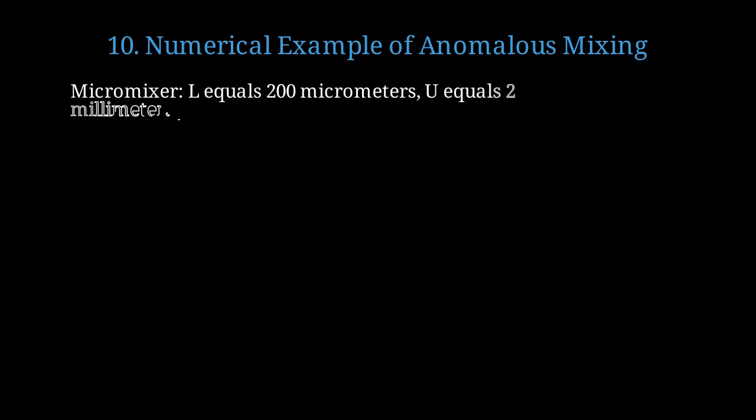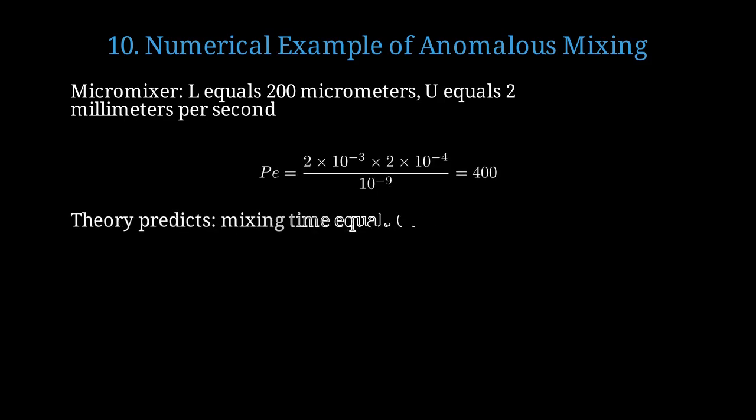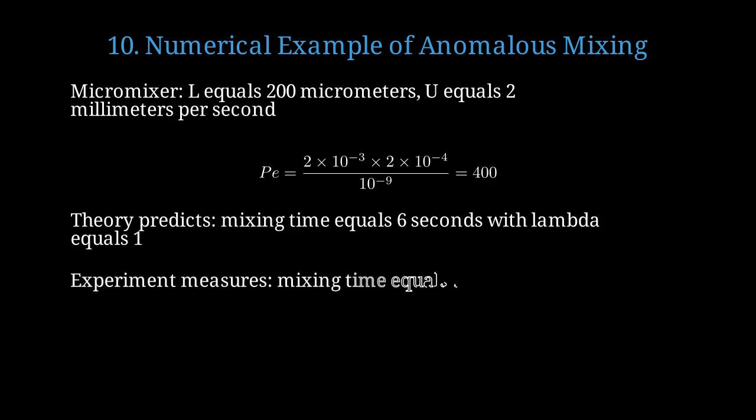Consider a micromixer with channel width 200 micrometers and flow velocity 2 millimeters per second. The Péclet number is 400, indicating strong advection dominance. With Lyapunov exponent 1 per second, theory predicts mixing in about 6 seconds. But experiments measure mixing time of 90 seconds, a factor of 15 discrepancy.